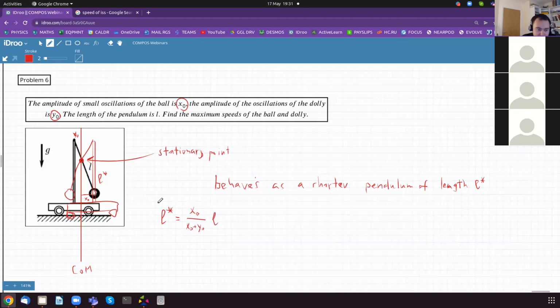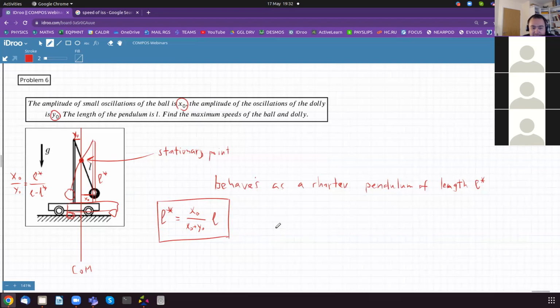I'm going to leave you to prove that, but it's quite obvious from the geometry. You need to consider like triangles. So this is y0, this is x0, and we have x0 to y0 is the same as L star to L minus L star. And from here, we can establish that.